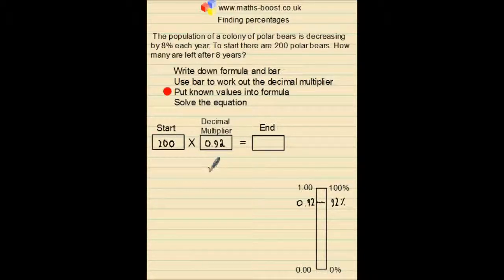Now this is where we make a slight modification. Because the same percentage change is applied 8 times, we simply add an index here. And so step 4, we solve the equation. And this is straightforward using the calculator. 200 times 0.92 to the power 8. And you'll find to the nearest whole number, we get the answer 103.